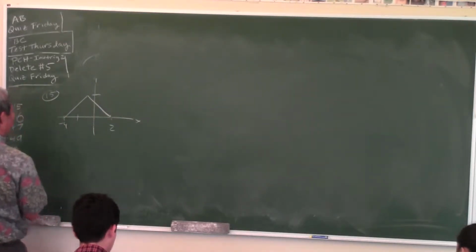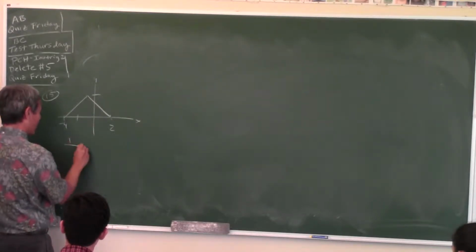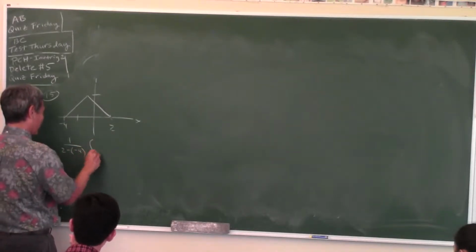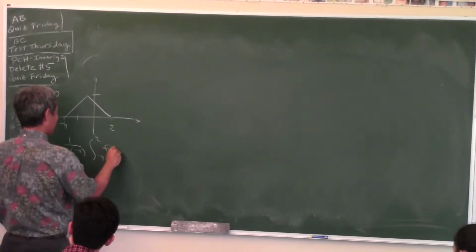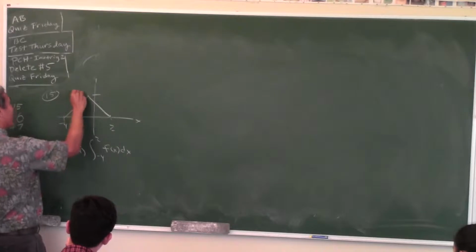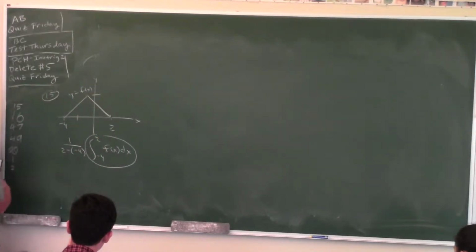Okay. Well, what is the average value? What's the formula for average value? 1 over b minus a. You have to know this formula. Integral from a to b of whatever the function is dx. Now, if this is the graph of the function, then what does this integral tell you? The area between the graph and the x-axis, right?